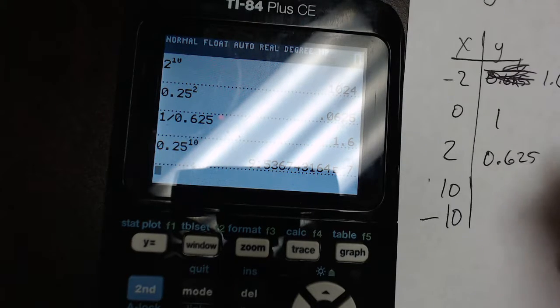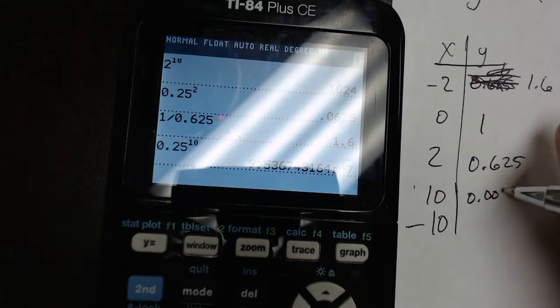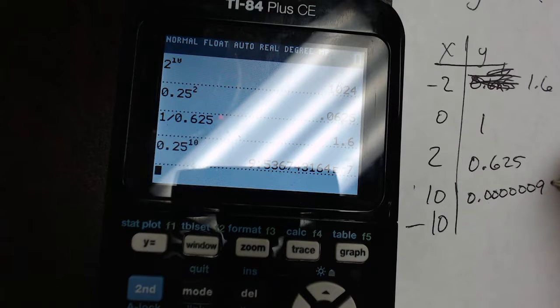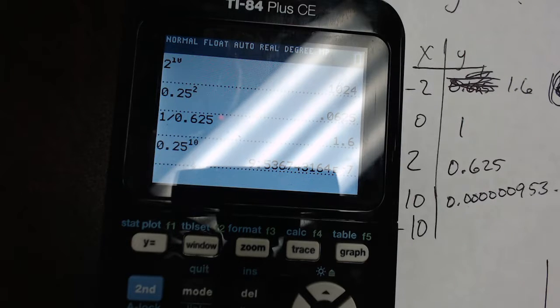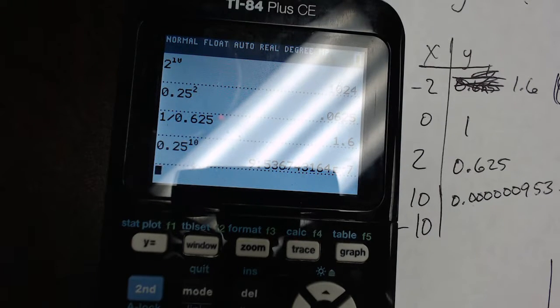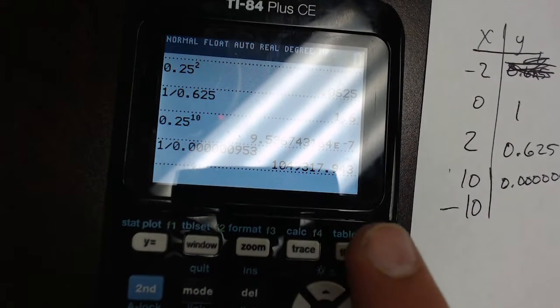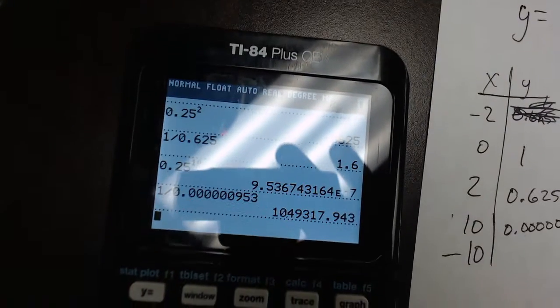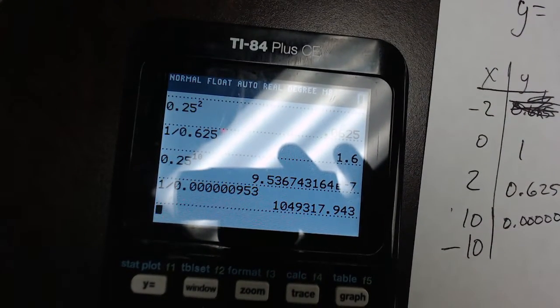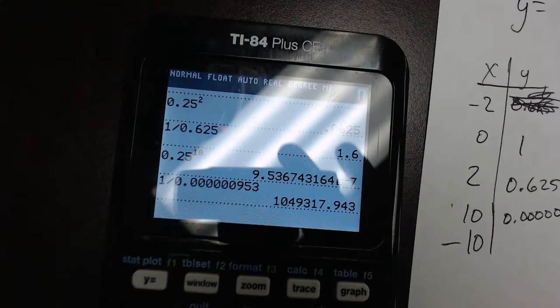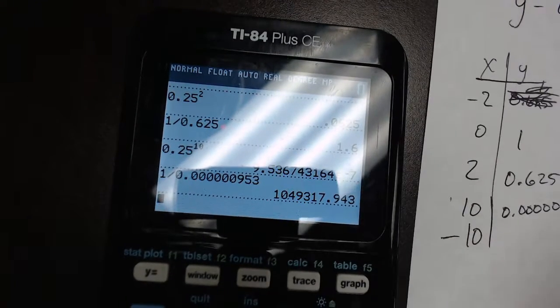So what that gets me is 0.0000009536, etc. Very, very, very small number. So if I go to positive 10, I'm practically at 0. All right, now let's say I take 1 and I divide it by that. I get a really, really big number. I get 1,049,317. Really, really big number.